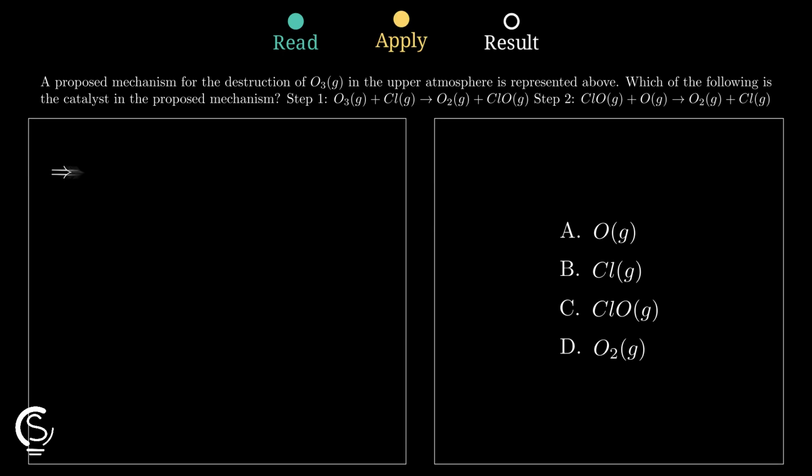Now check the 2 steps. Cl gas reacts with ozone in step 1, then Cl is regenerated in step 2, which means it helps the reaction without being used up.